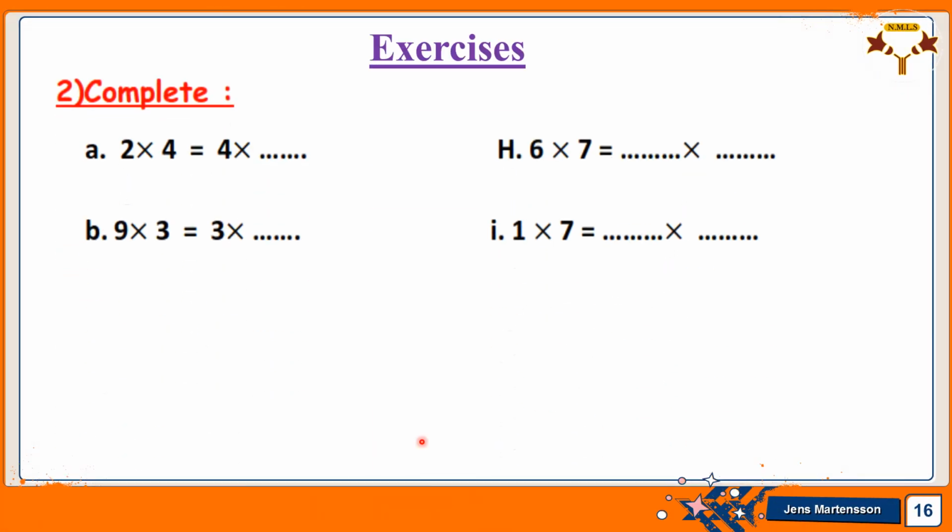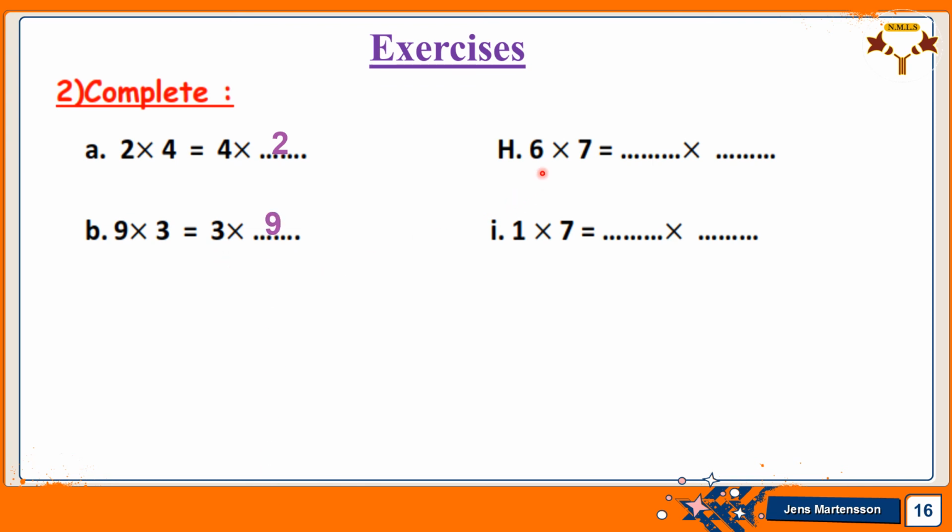Let's do some exercises. Complete. 2 times 4 equal 4 times what? Make a commutative between 2 and 4. It will be 4 times 2. Excellent. And here in number B, 9 times 3 equal 3 times what? Make a commutative, Junior 3. It will be 3 times 9.